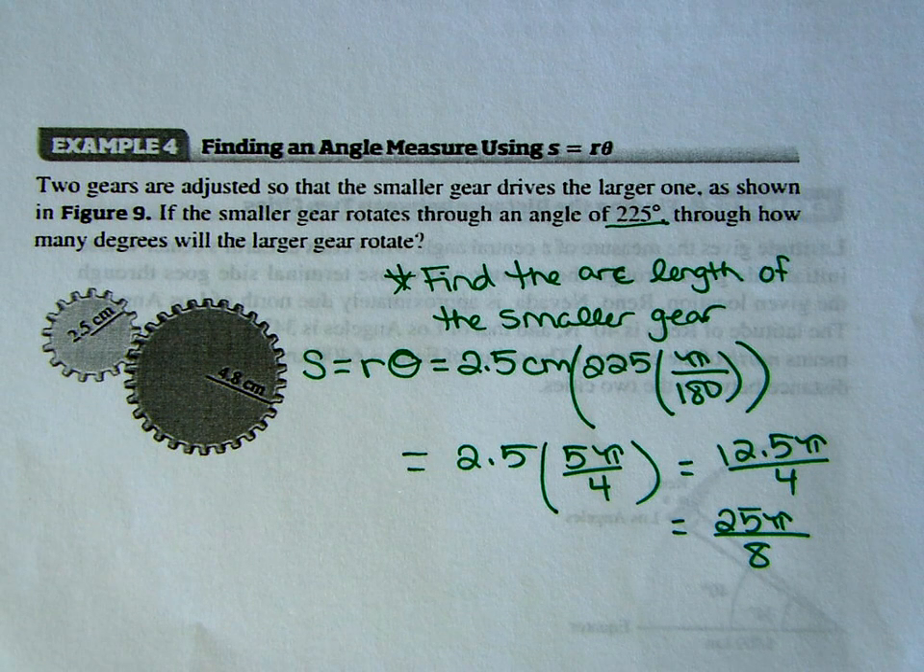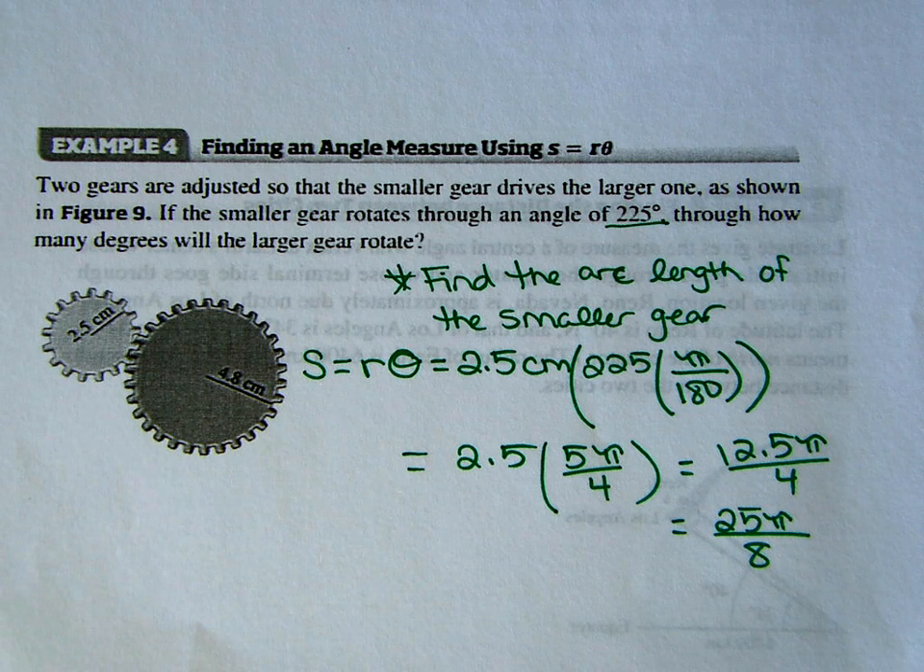Could you do all of this with decimals? Yes, but again, you're risking rounding issues at the very end. So the longer you can keep it in terms of pi, the better. And on the previous problems, we would have already been done because we only found the arc length of one thing on all the other problems. But this time, we're finding the arc length of the smaller gear so that we can figure out how far around the larger gear actually travels.